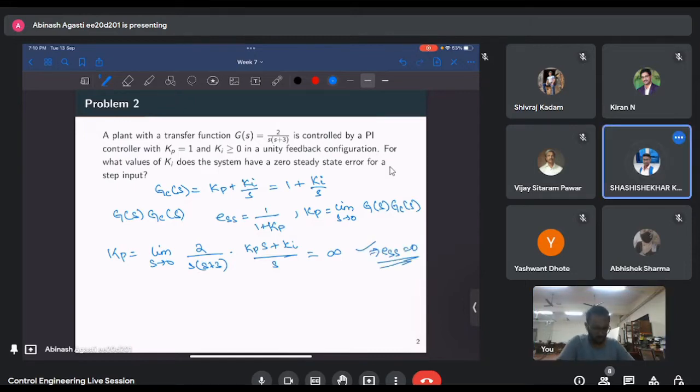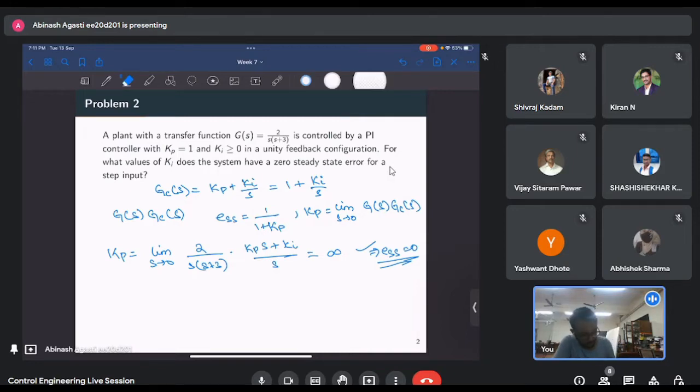Right. So here there is no particular constraint on the value of Ki for the steady state value to be non-zero. That is, for all values of Ki, we will have a zero steady state error. For all Ki greater than or equal to 0, we have ESS equal to 0.